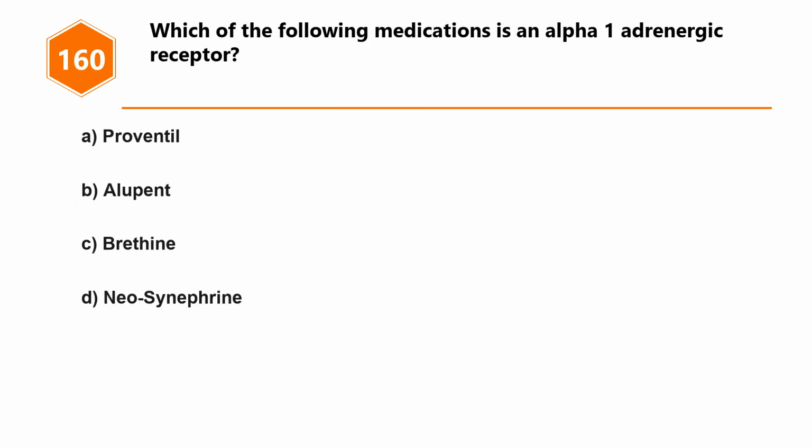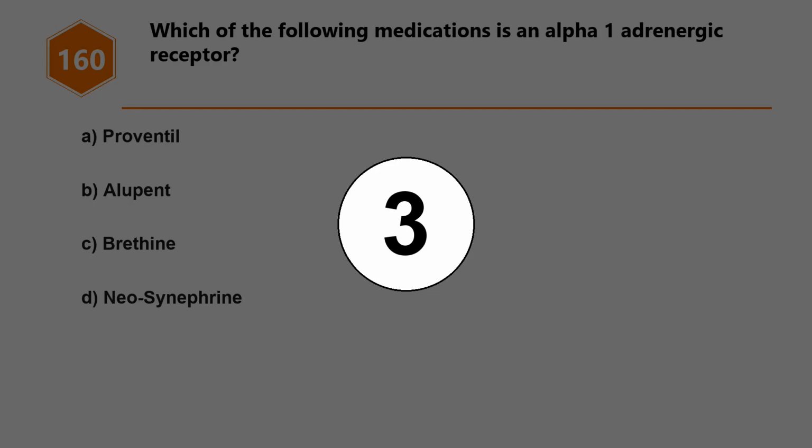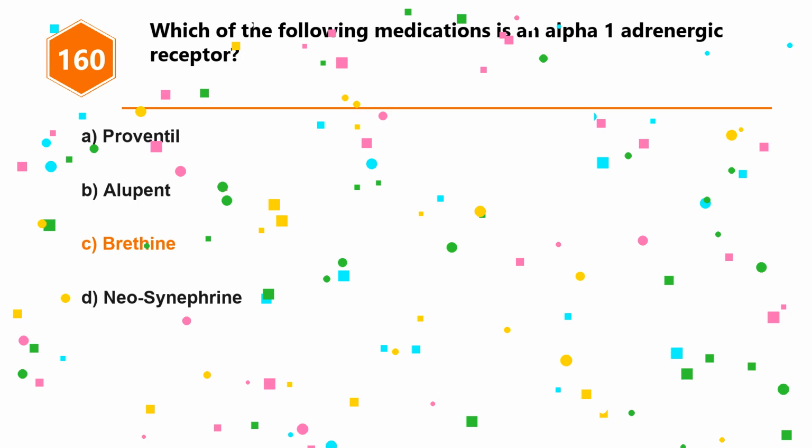Question 160. Which of the following medications is an alpha-1 adrenergic receptor? Option A, Prevental. Option B, Halupant. Option C, Brethine. Option D, neosynephrine. The correct answer is option C, Brethine.